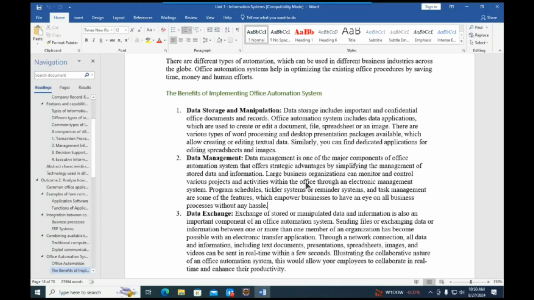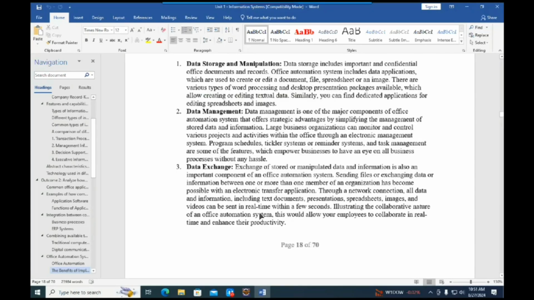So when you look at large business organizations, they are able to monitor and control the various projects and activities in an office through what we call the electronic management system. We have things like program schedules, tickler systems or reminder systems, and task management, just to mention a few features of these systems. They bring in power to the business. They really boost the business. They make sure that the business is going to prosper without a great hassle.